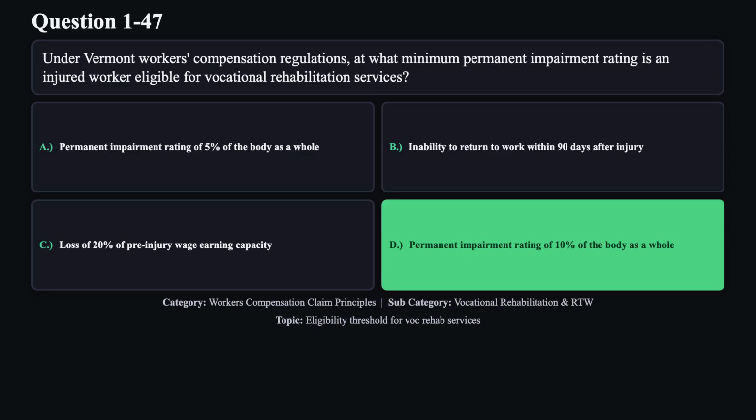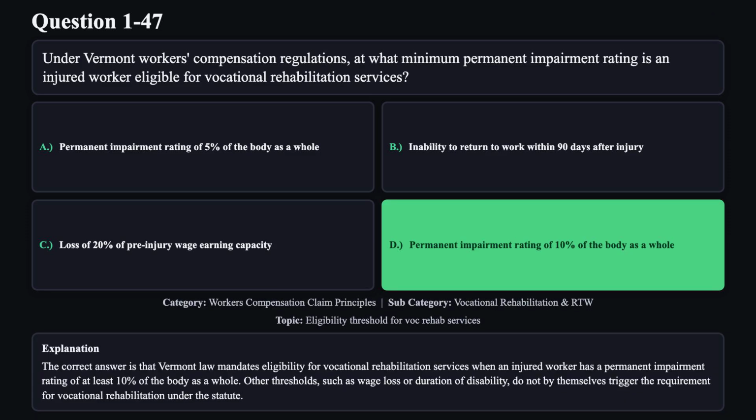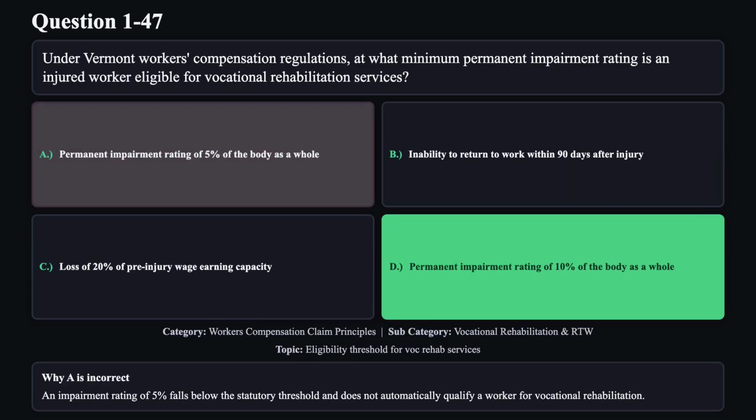The correct answer is D. The correct answer is that Vermont law mandates eligibility for vocational rehabilitation services when an injured worker has a permanent impairment rating of at least 10% of the body as a whole. Other thresholds, such as wage loss or duration of disability, do not by themselves trigger the requirement for vocational rehabilitation under the statute. Reason A is not correct.